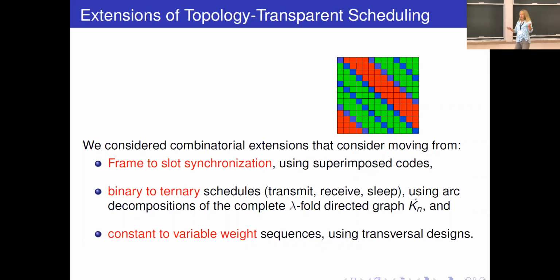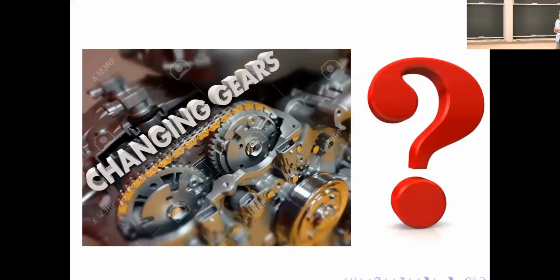We also looked at, well, maybe some of the nodes in the network might have more data to transmit than other nodes, and so perhaps they should have more than one slot in a frame assigned to them. So we looked at extending to variable weight sequences, and we did that with one of our graduate students, Jonathan Lutz, using transversal designs.